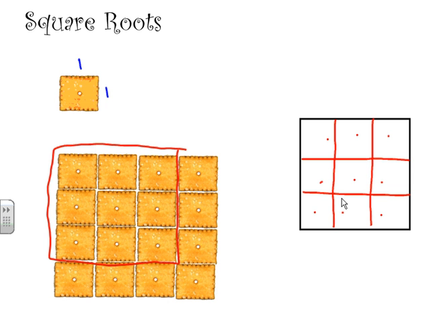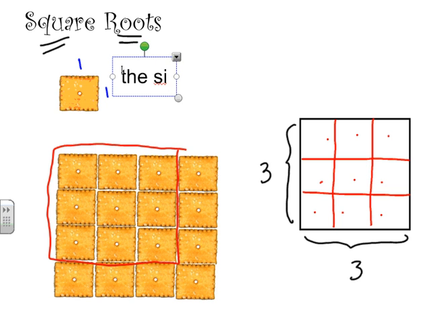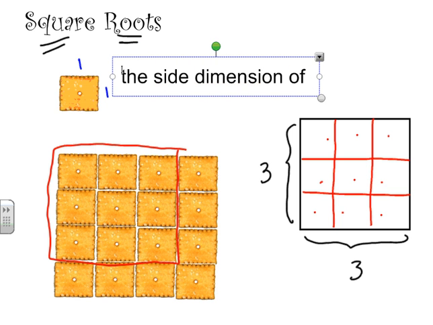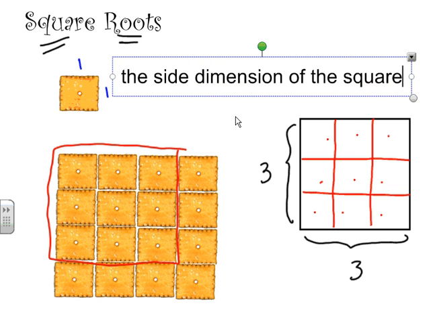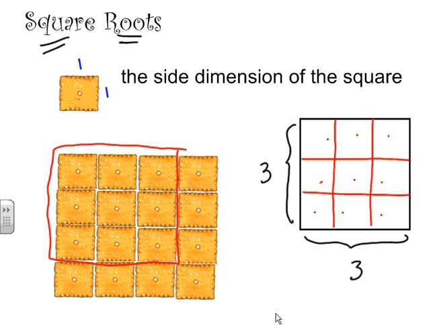So we know that these are 9, and we can see that this side here measures 3, and this side here measures 3. So when we talk about a square, we know that both sides have to equal the same thing. But when we talk about a root, the root is going to represent the side dimension, the side dimension of the square. So when we think about what a square root is, we want to think about, if I built a square with that many pieces, what would the root be? What would be the side measurement?